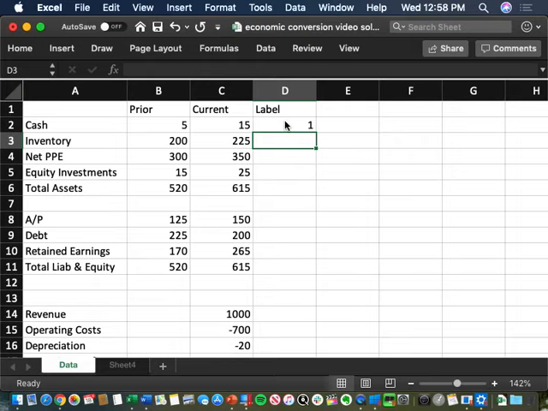It's going to be used to run the business day to day. It's going to be used as working capital, and that's called operating cash. The rest of the cash that isn't used to run the business day to day is called excess cash, and that's the cash that can actually be distributed. And this is an example of a real-world shortcut.